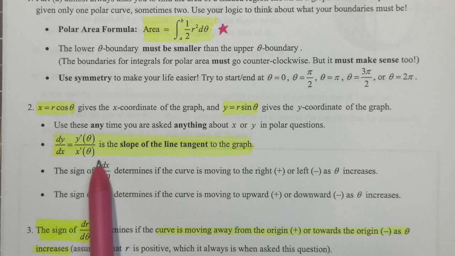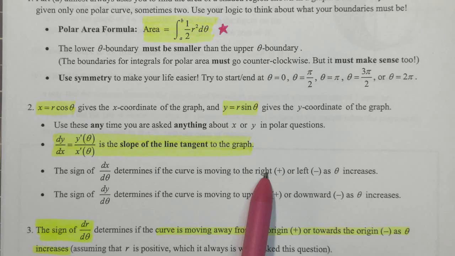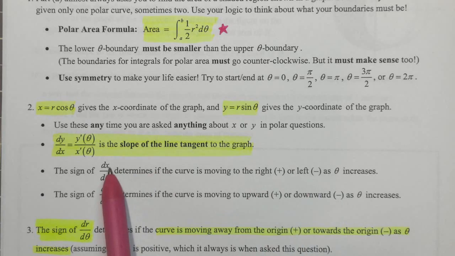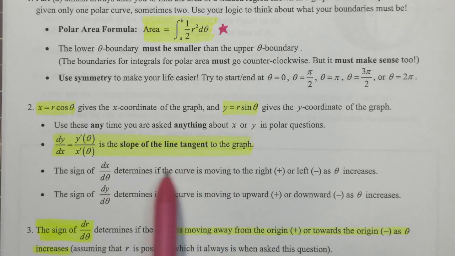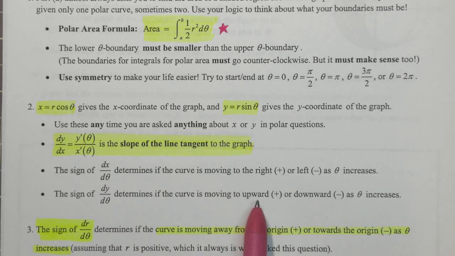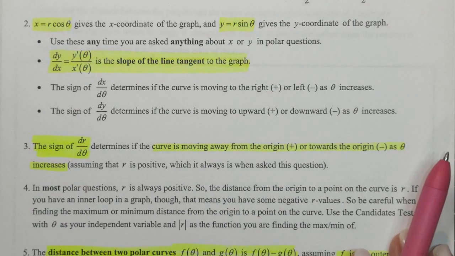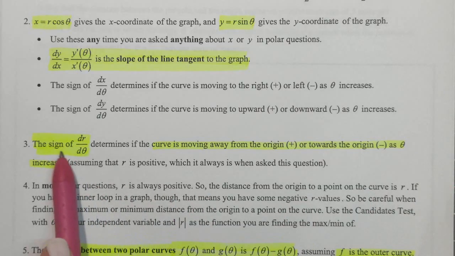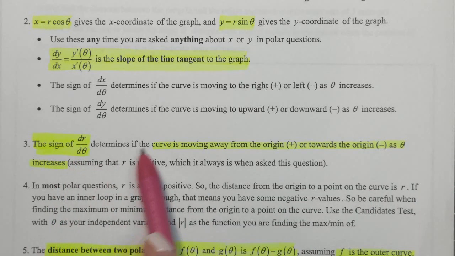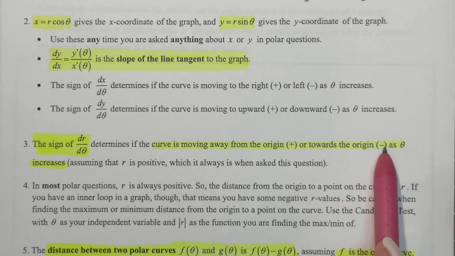The sign of dx/d theta determines if your point is moving to the right or the left. So dx/d theta still indicates horizontal movement as theta increases. dy/d theta determines vertical movement: upward if it's positive, downward if it's negative, just like for parametrics and vectors. The sign of dr/d theta determines outward or inward movement, away from the origin or towards the origin, as theta increases.